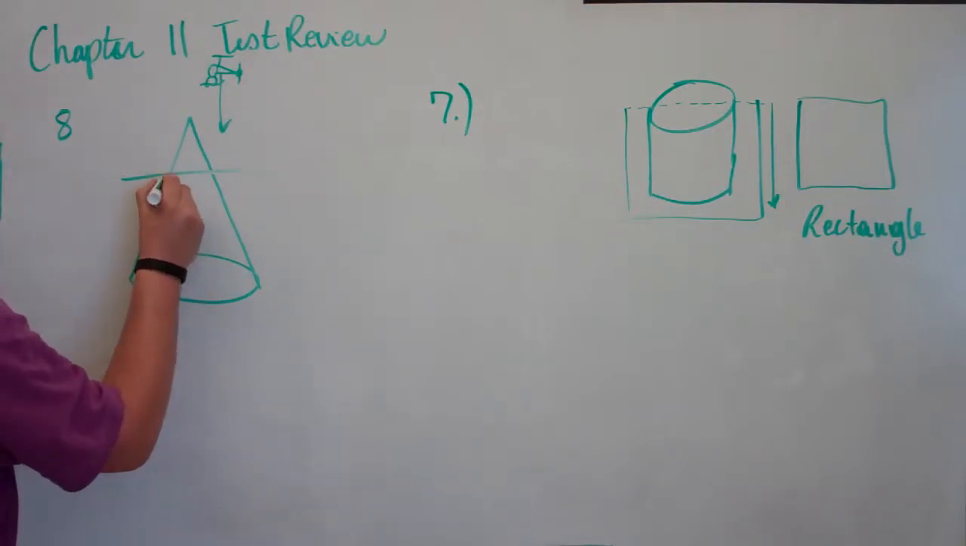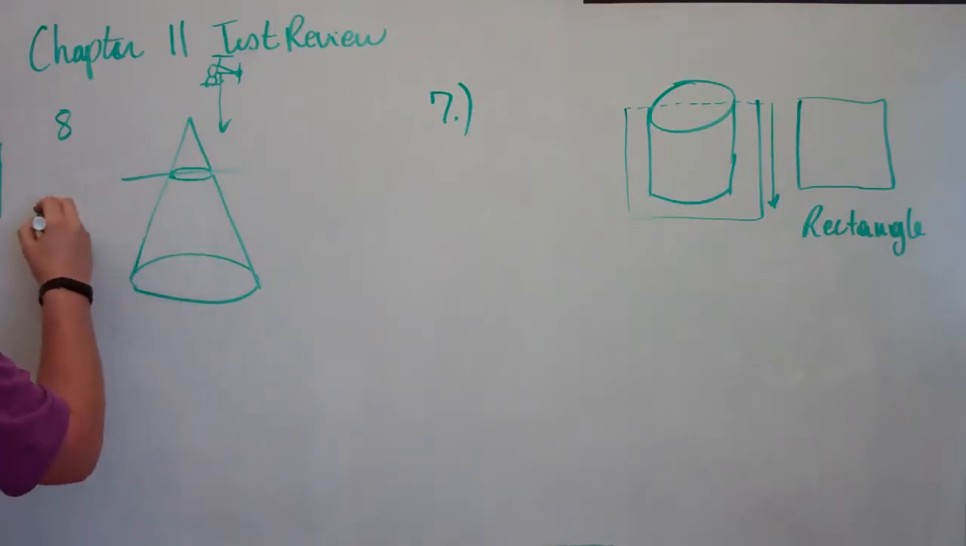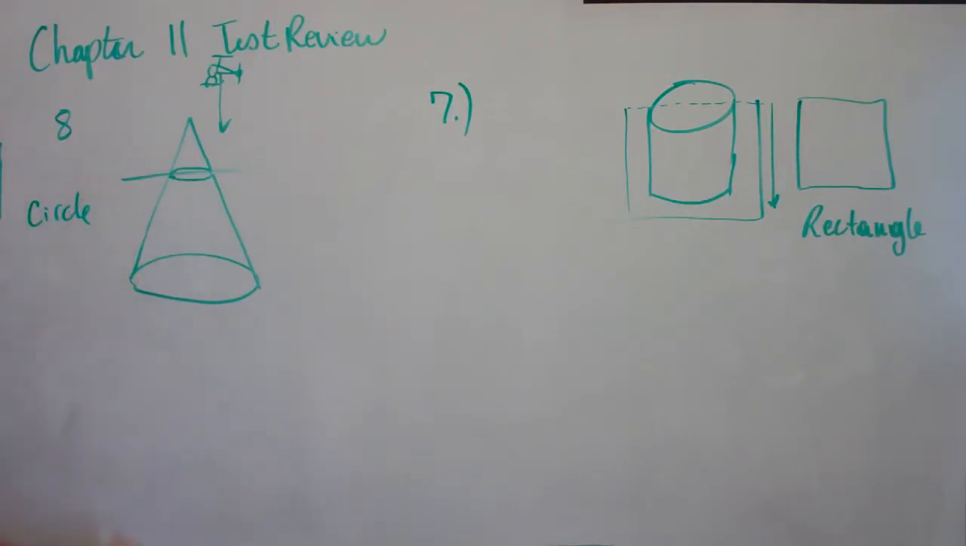Well, if we were to chop this off, we would have a circle in there. Because we're cutting it parallel to the base, it is a circle, so anywhere you cut this parallel to the base, you're going to get another circle. All you do is cut the top off the cone, you end up with a circle.